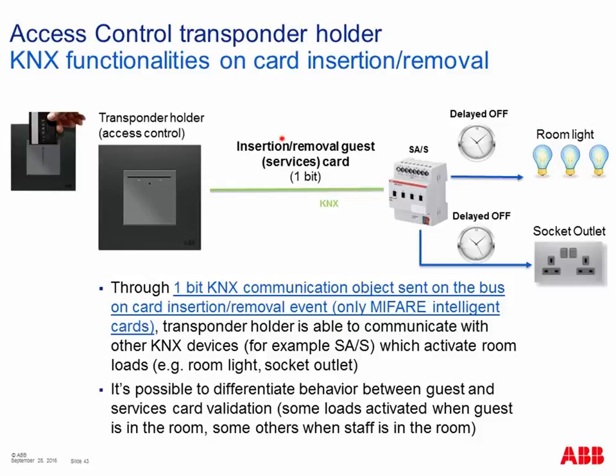So this means that when I insert or remove a valid card from the card holder, a communication object can be sent by the card holder to a KNX device. And then the KNX device can do what it wants. For example, it can switch the light on or off. Remember that usually when you remove the card, you want a delayed switching, since you want the customer to have time to exit the room before the lighting switches off.